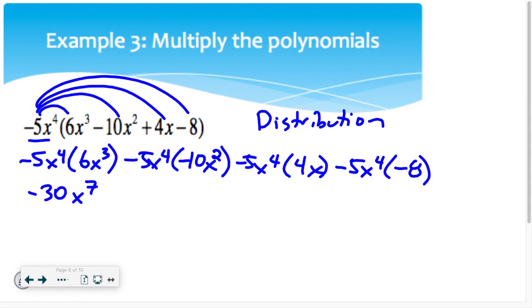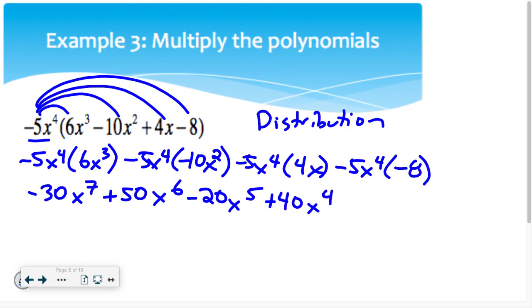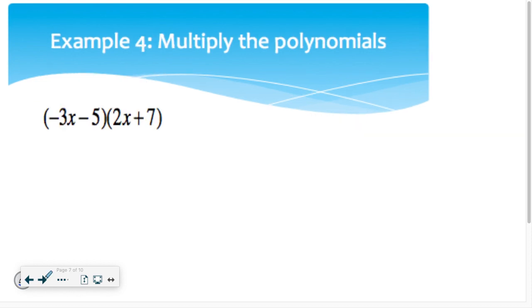I have negative 5 times negative 10, which gives me a positive 50. X is going to be raised to the 6th power. Negative 5 times 4 gives me a negative 20, x to the 5th power. And then my final one is going to be a positive 40, x to the 4th. That is our basic distribution type of problem, and that's distributing with a monomial term.